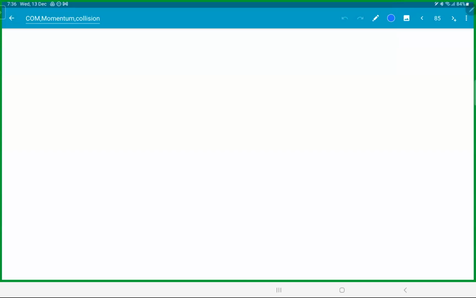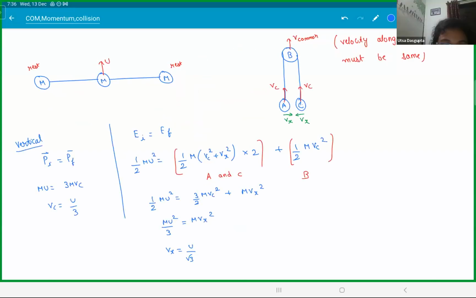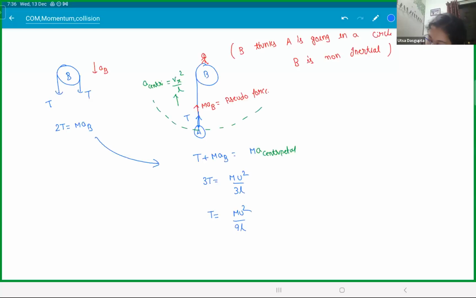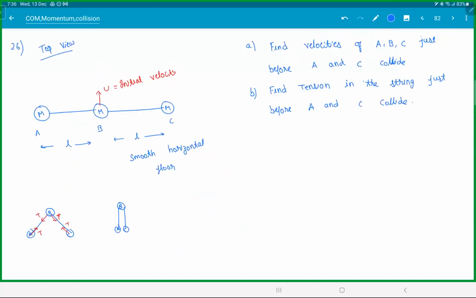Next thing. The main thing in this problem was figuring out that B is going to decelerate, right? Okay. Most people forget that part. They simply write T is equal to mv square by r. They think the only force acting on A is the tension. That is a catch. They forget about B. Most of us forget about B.